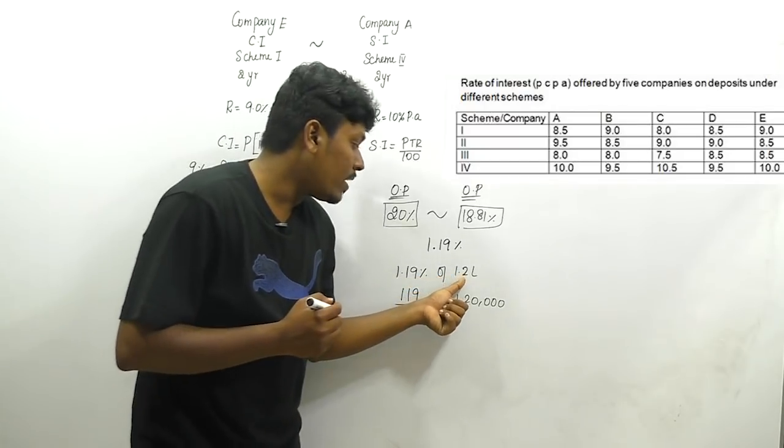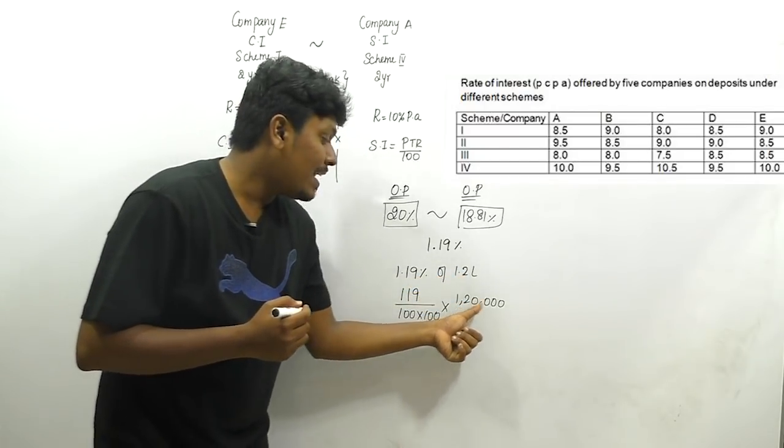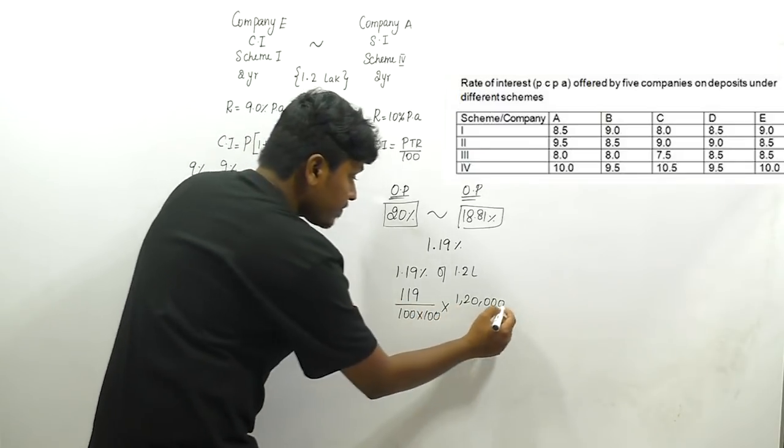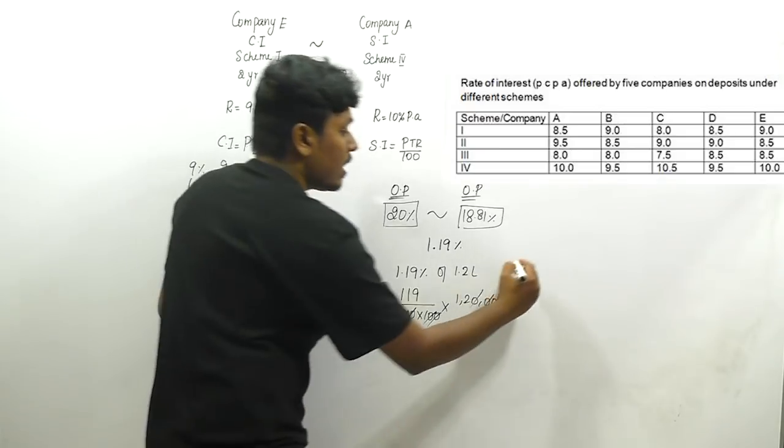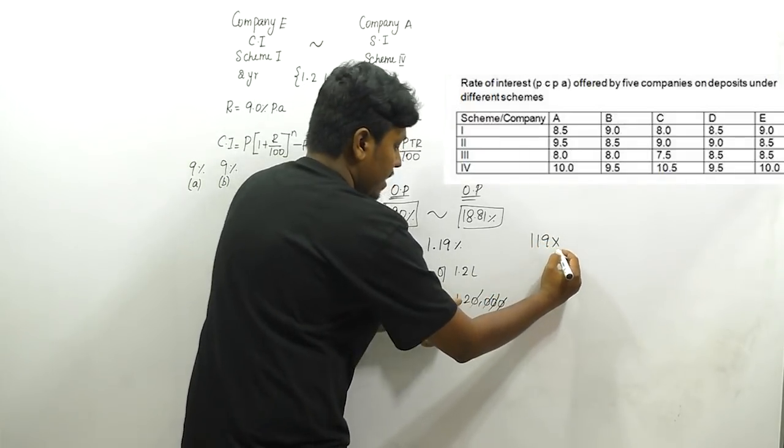We know that this is 1,20,000. So 1,20,000. Let me cancel the zeros, right? 1, 2, 3, 4. Similarly 1, 2, 3, 4. So now we have got 119 into 12.